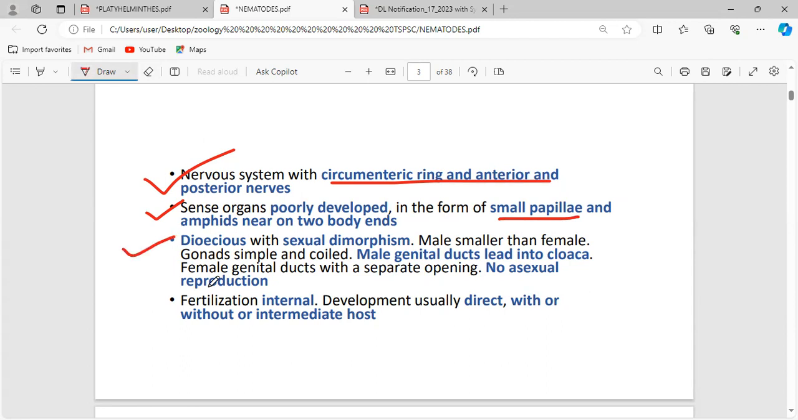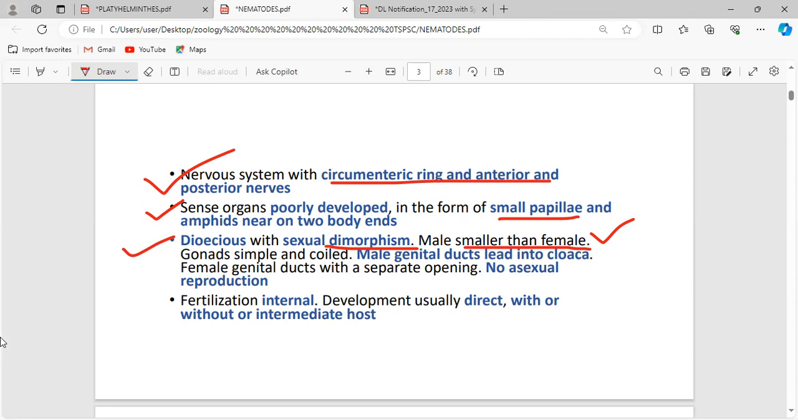See, dioecious in nature. What is dioecious? Sexes are separate, with sexual dimorphism. It is unisexual in nature. Now, the male is smaller than the female. So this is the general concept. Not only these worms or parasites, but generally the majority of species have a small male and a larger female. Females are generally bigger in size because of the reproductive function.